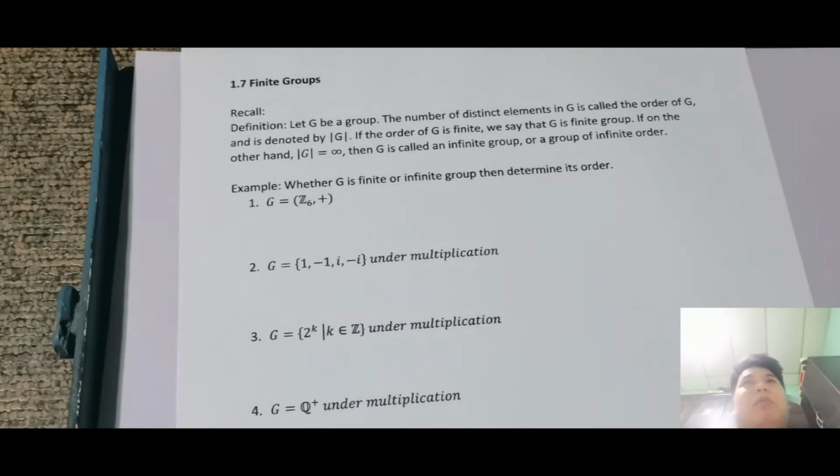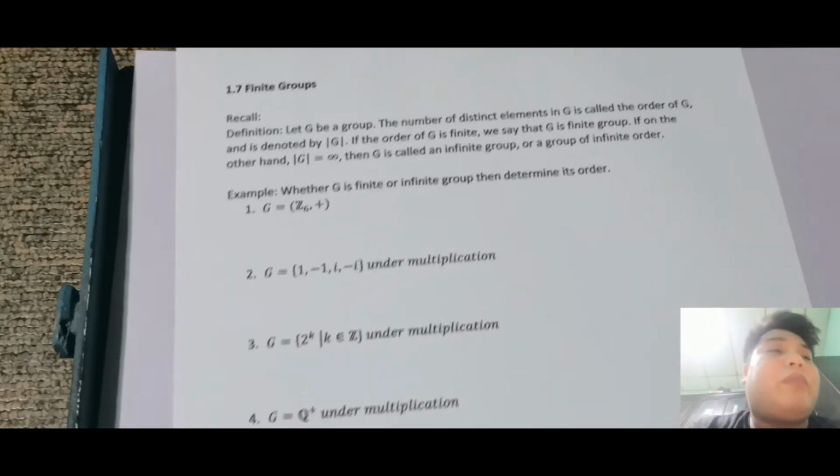So sir, kailan ba malalaman na infinite order ang isang group? So ito, check na lang natin kung paano. Okay, so now example: determine whether G is a finite or infinite group, then determine its order. So whether infinite or finite siya, lalagay natin kung ano yung order. Okay, now we start with number 1.